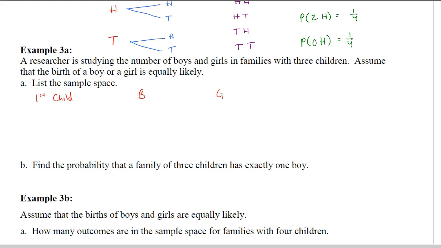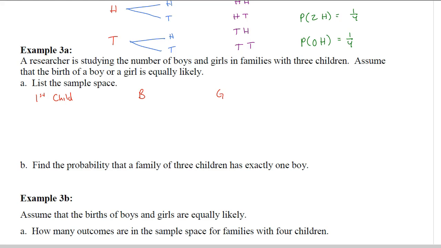So we would have our first child. Our first child we would have a boy or a girl. Now make sure you give yourself plenty of space between these two, because we're going to have 3 children, so we're going to have 3 branches coming off of each of these. Here's what I mean. Actually, not 3 branches, but we're going to do this 3 times.